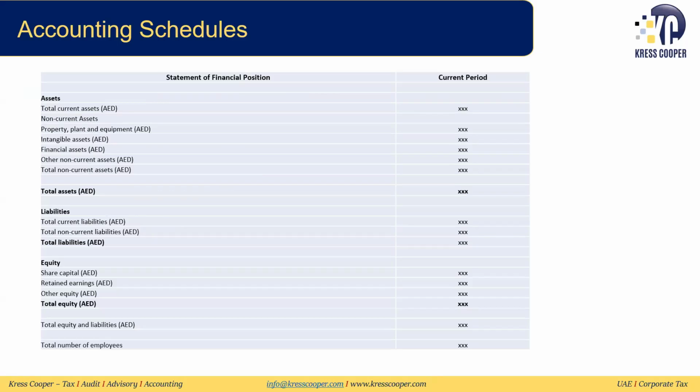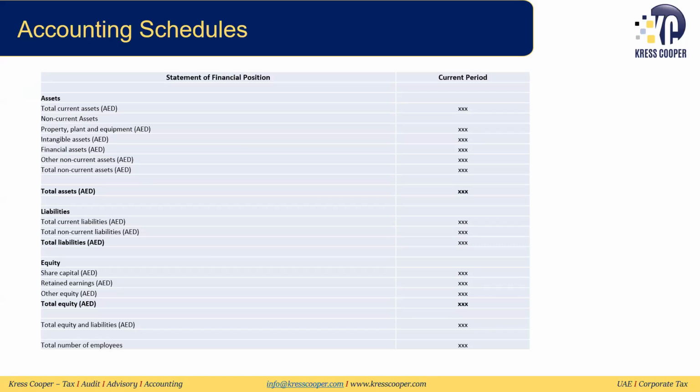Then it is asking you to put your balance sheet here. So we have already put the profit and loss statement, and now we are putting the statement of financial position, which is the balance sheet. So it is asking you to put the assets here. It is not asking for information about the current assets, just the total current assets. And then for the non-current assets, it is asking for some detail for property, plant and equipment, intangible assets, financial assets, other non-current assets, and total non-current assets are coming there.